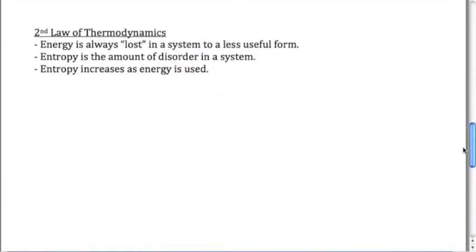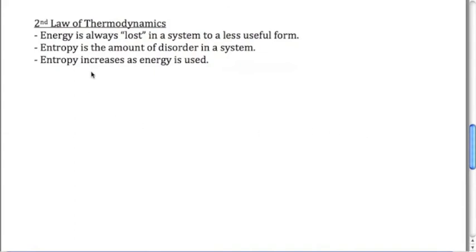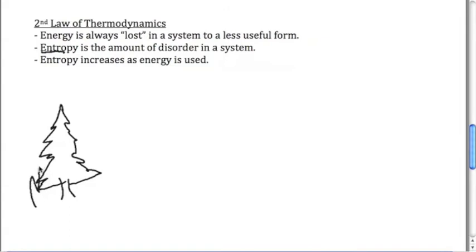The second law of thermodynamics is that energy is always lost in a system into a less useful form. This is typically what scientists would call entropy, the idea that something is becoming more disordered, and entropy increases as energy is used. So a real simple example, and we'll come to this one many times in the future for class. Let's say we have a forest of pine trees. And within this forest, let's say there was a forest fire. So there's a giant forest fire with these pine trees.